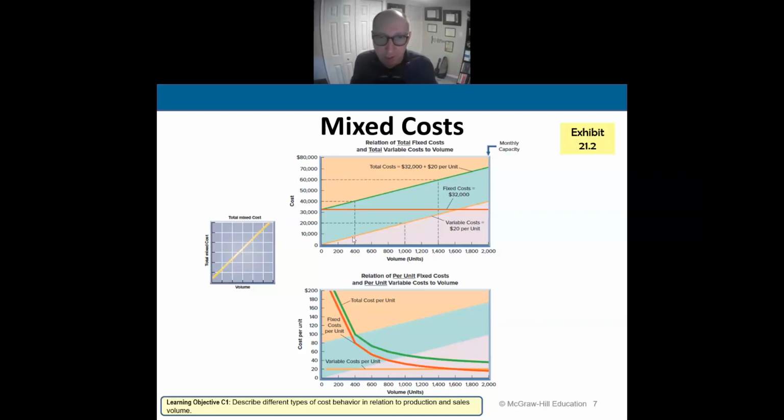So like this orange line here on the top graph, we see that going up. That's our variable cost per unit in relationship to total cost. So I know that at $20 per unit, the more units I produce, the more my total variable costs are. Yeah, that's exactly right. Great question.